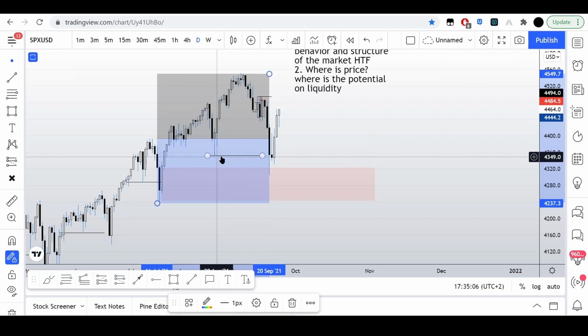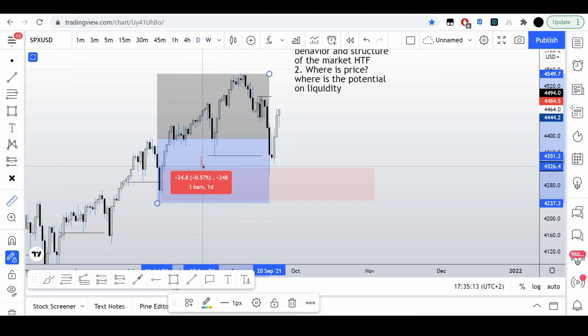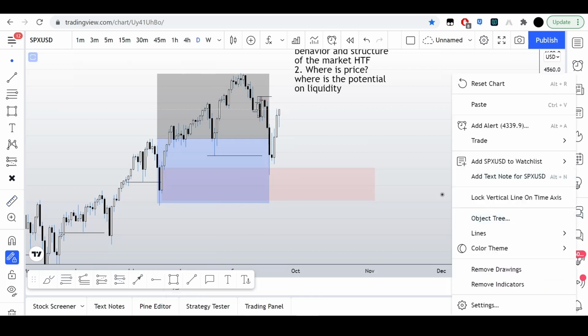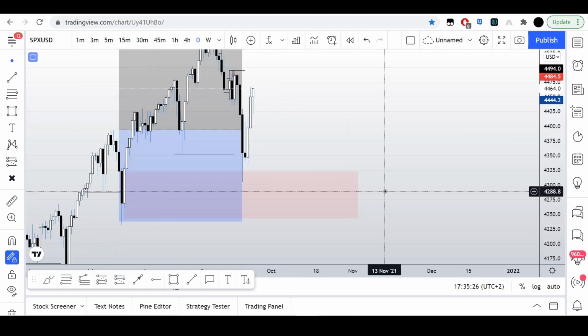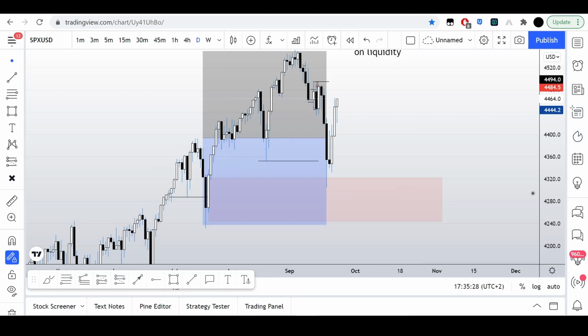Once we broke this, what could we come to? After we take out this low, our next potential draw on liquidity is about 28 points away. So you've got 28 points to catch to get down to here that you could sell if it gives you a nice setup on the lower time frames. So you're just following where the train is moving to.